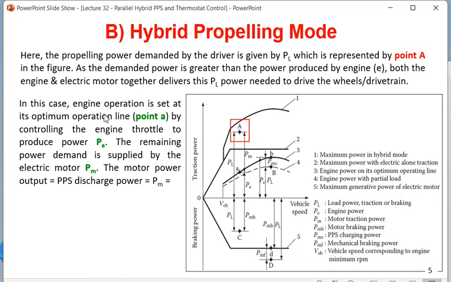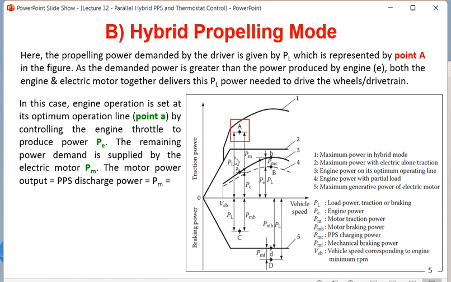In this case, the engine operation is set to its optimum operation by controlling the engine throttle. That means we are actually controlling the throttle valve which takes the fuel inside the engine. So that control by the engine controller is controlling the power of the engine, PE. Throttle control is producing this line 3 output. So this optimum output from the engine is controlled by the throttle valve, to produce power PE.